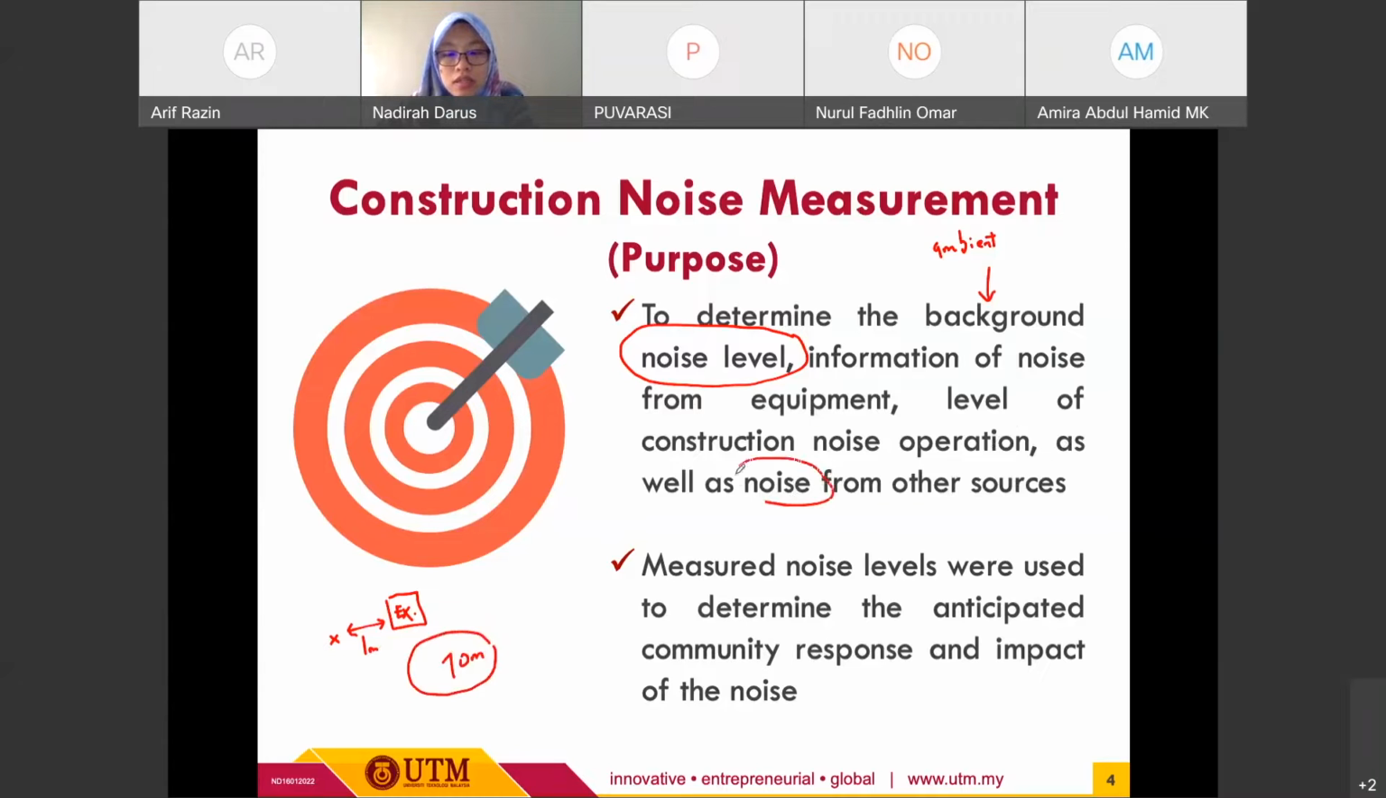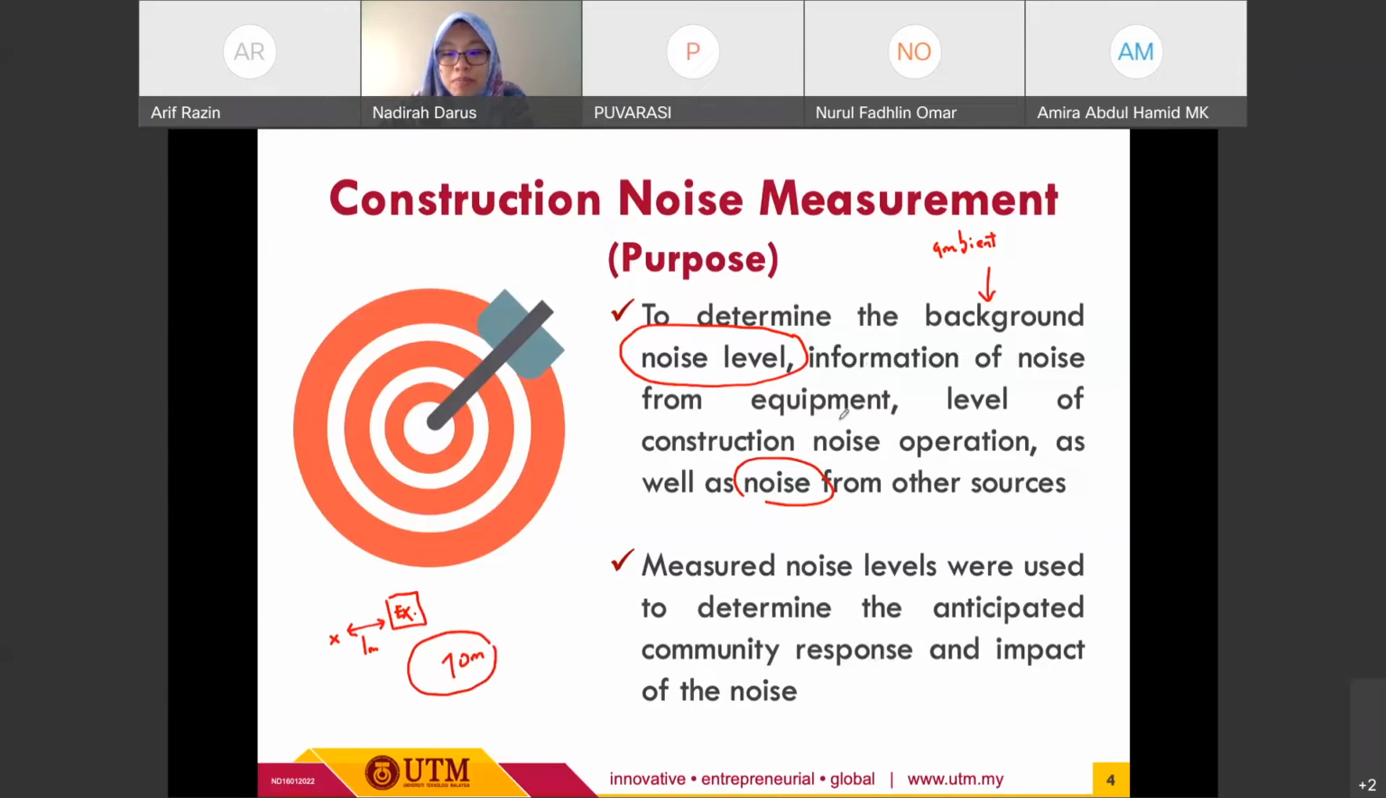So kita kena take note lah if the construction site is located in busy traffic conditions, so kita kena take note of that. And then that one also will be recorded in the measurement, alright. And the other thing is that this measured noise level, the main purpose is to determine the anticipated community response and impact of noise.